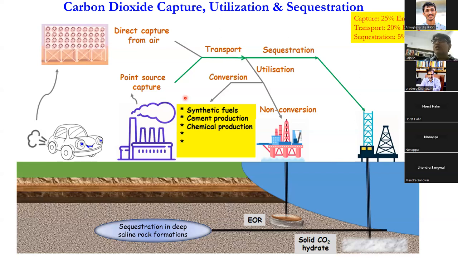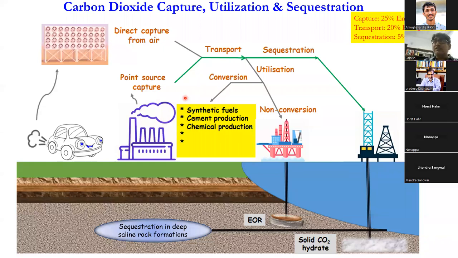And once you talk about capture, there is a huge energy penalty for the CO2 capture process. In theory, what people have published and what people accept is a capture penalty of around 25% energy penalty. So basically, if there is a power plant which produces 400 megawatt of electricity by burning coal, you are going to consume 100 megawatt of this 400 megawatt just for the capture of the CO2 which you are producing while generating that 400 megawatt of electricity.